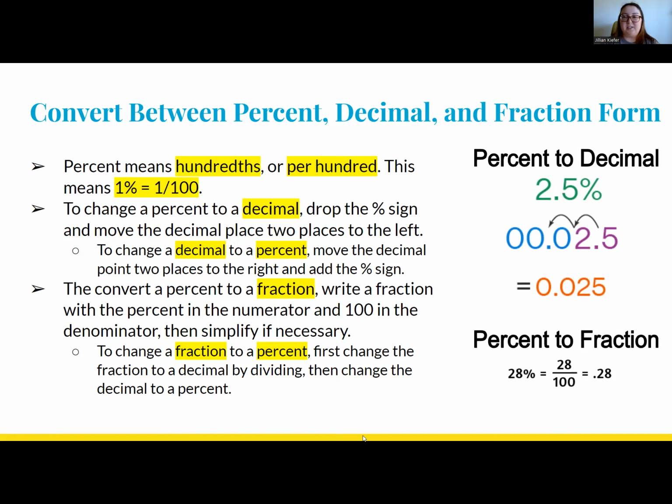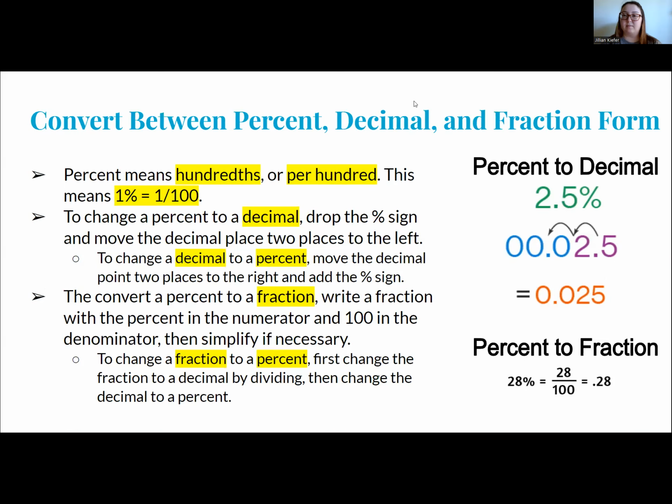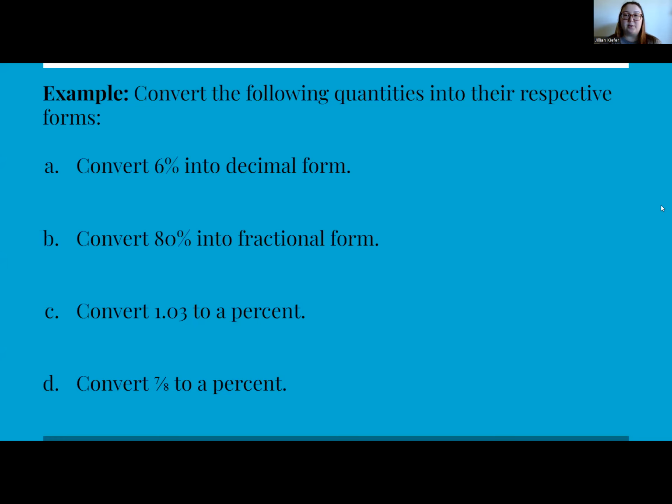And all different forms will be given to you as you work throughout problems. You kind of get used to seeing all the different formats of it. So as our first example, we're going to convert the following quantities into their respective forms. For part A, we're going to convert 6% into decimal. B will convert 80% into fractional form. C, convert 1.03 to a percent, and D, convert 7/8 to a percent.